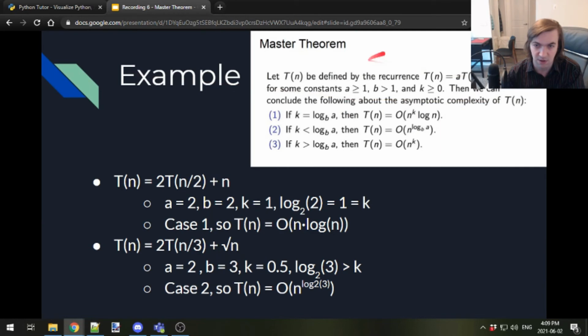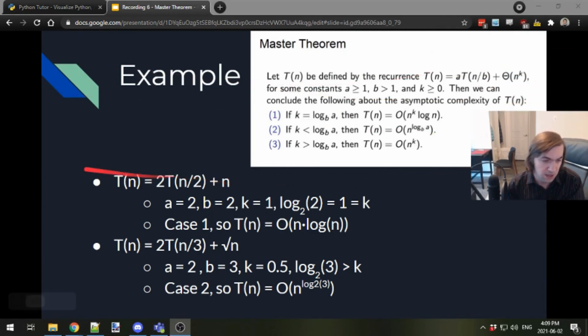So let's take a look at a couple of examples of this just from the math side of things. Given an arbitrary formula, T(n) = 2T(n/2) + n. What do we have here? a is 2, b is 2, k is 1, log base 2 of 2 is 1, which is k, which is the first case. So we have that T(n) is O(n log n), and we have n log n this time because it's n to the power of 1.